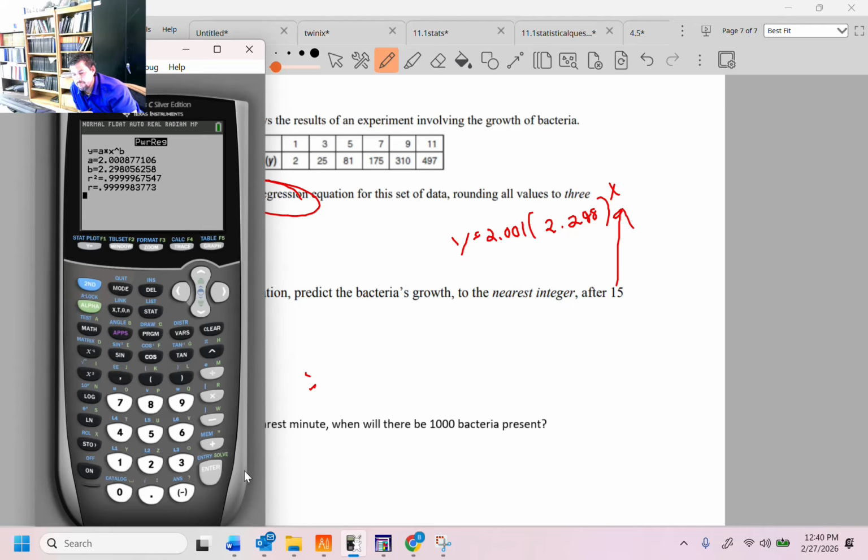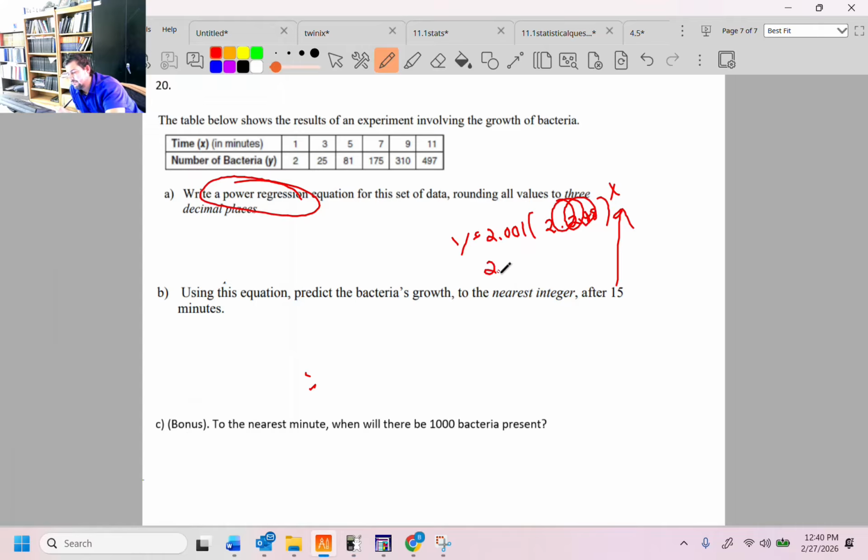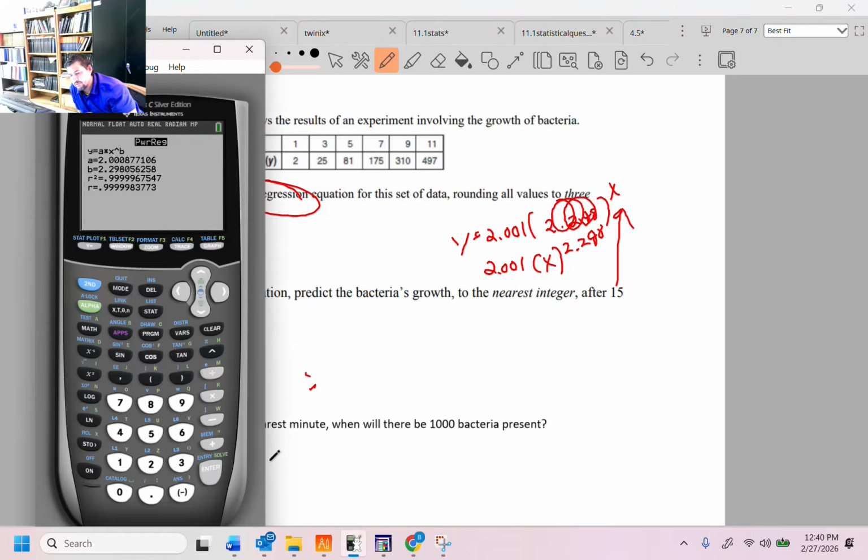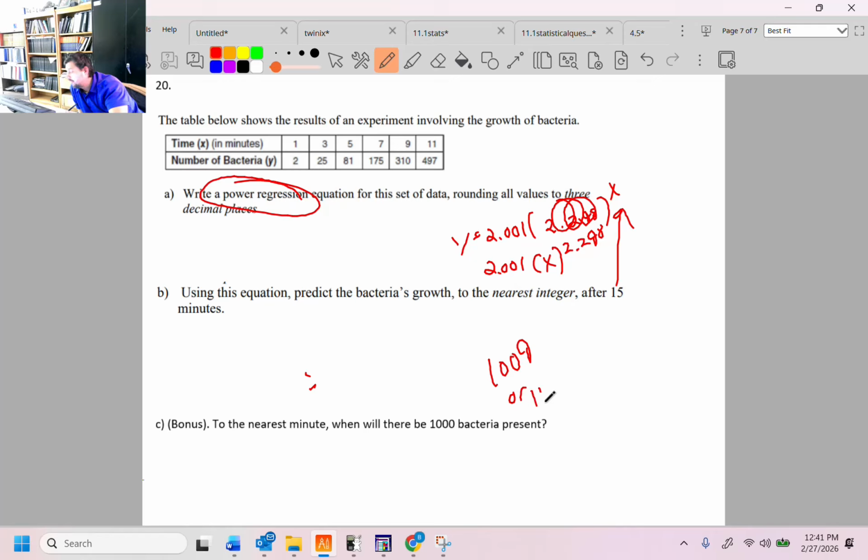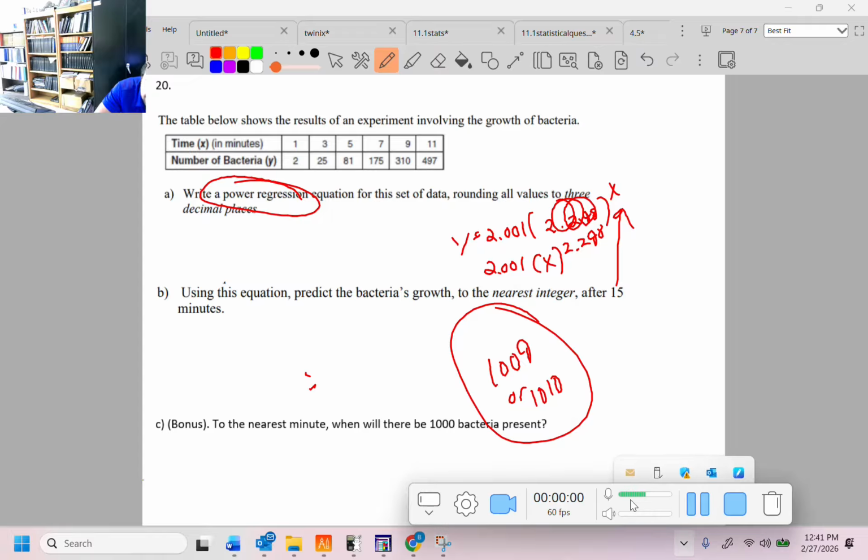Oh, I wrote it wrong, didn't I? 2.001 x to the 2.298. Got in a hurry. Sorry. 2.001. I want a 15 there. Rooftop to 2.298. And I get roughly 1,009. I took either 1,009 or 1,010. I took either one of them. And that's all the time I got because sixth period apparently wants to get in here. So there you go, kids.